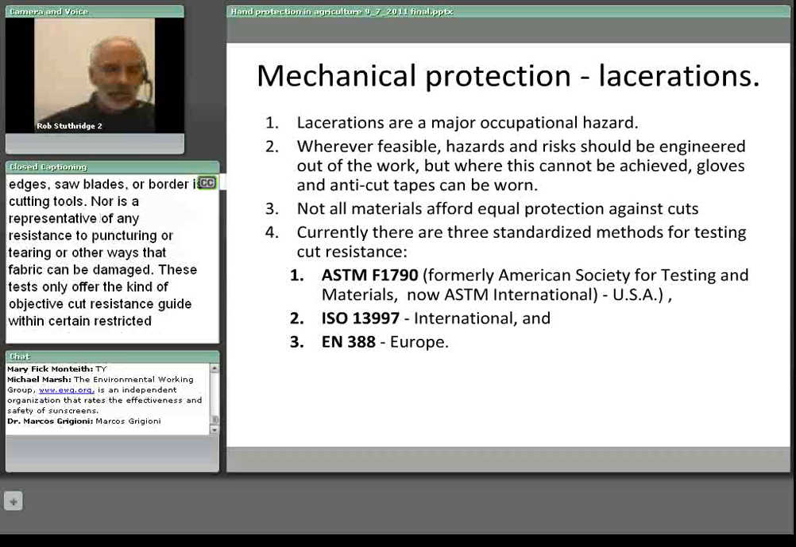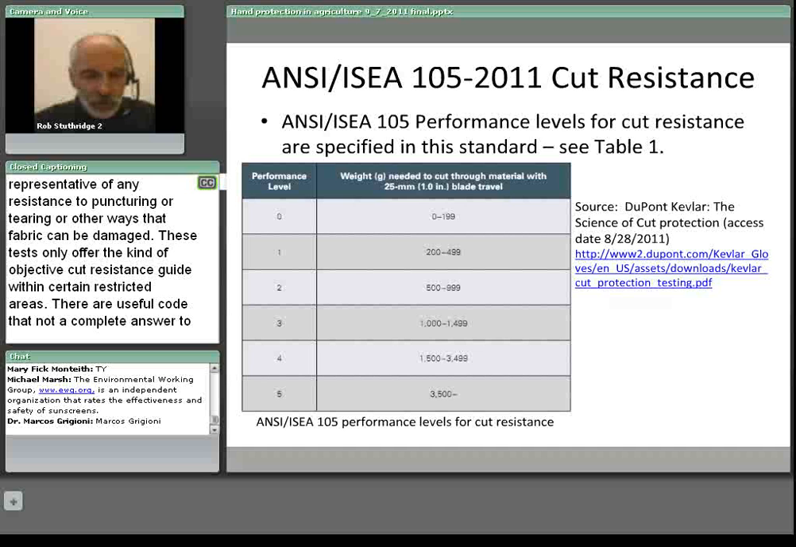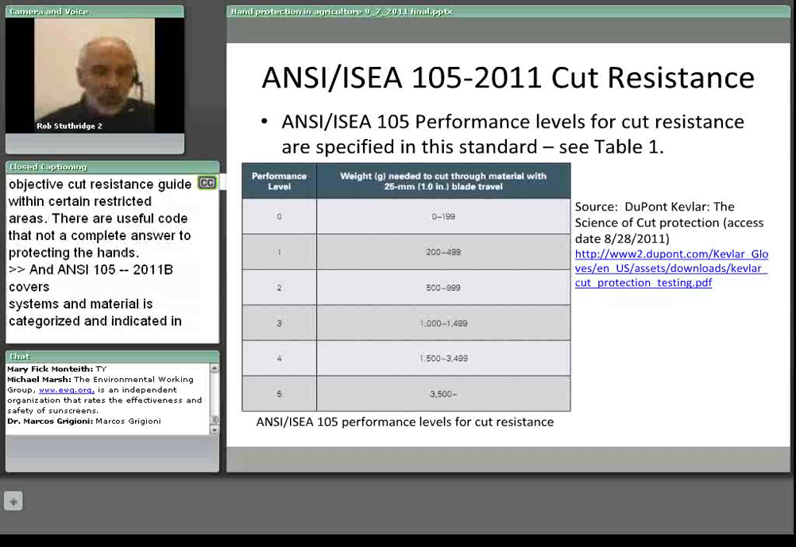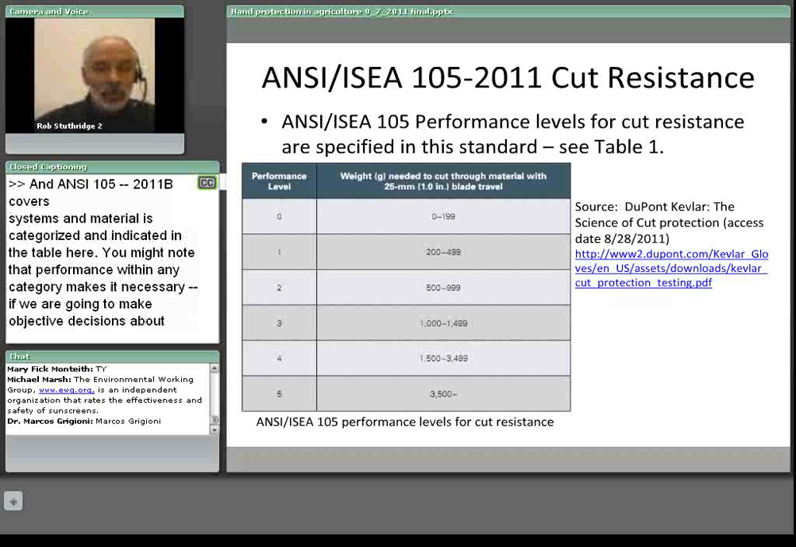In ANSI 105/2011, the cut resistance of material is categorized, and it's indicated in the table here. You might note that the spread of performance within any category makes it necessary, if we're going to make objective decisions about gloves, to actually know the resulting performance, the actual cut resistance performance of the glove.